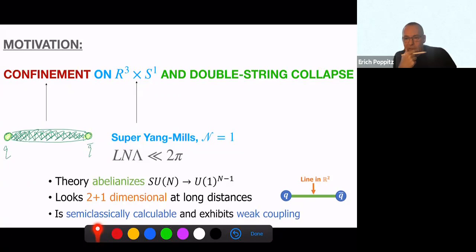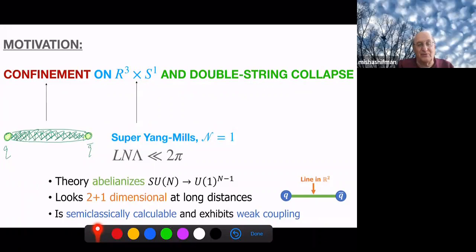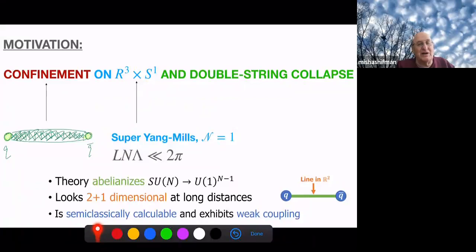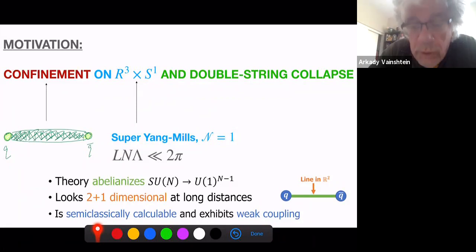Oh, I think it's very appropriate. I can slice my Euclidean R3 cross S1 any way I want, and I can declare that the time direction is not along S1, but along R3. So it makes a lot of sense. It makes perfect sense. It also preserves supersymmetry. In the thermal partition function, you lose supersymmetry. No, I agree, of course, that's true.